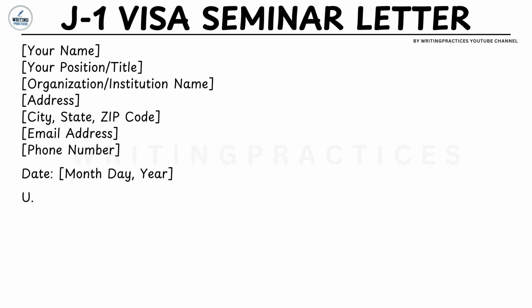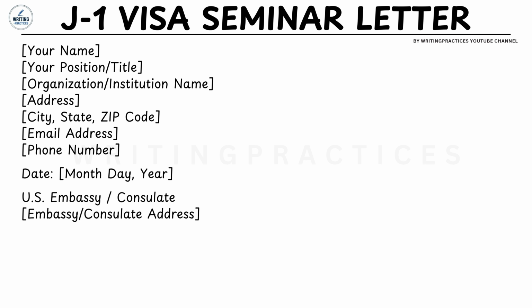Recipient's information. After the date, include the details of the recipient. Since this letter is addressed to the U.S. government, you don't need a specific name. Instead, write U.S. Embassy or Consulate, embassy or consulate address, city, country. This ensures that your letter reaches the appropriate authority without needing a specific officer's name, keeping the tone formal and professional.